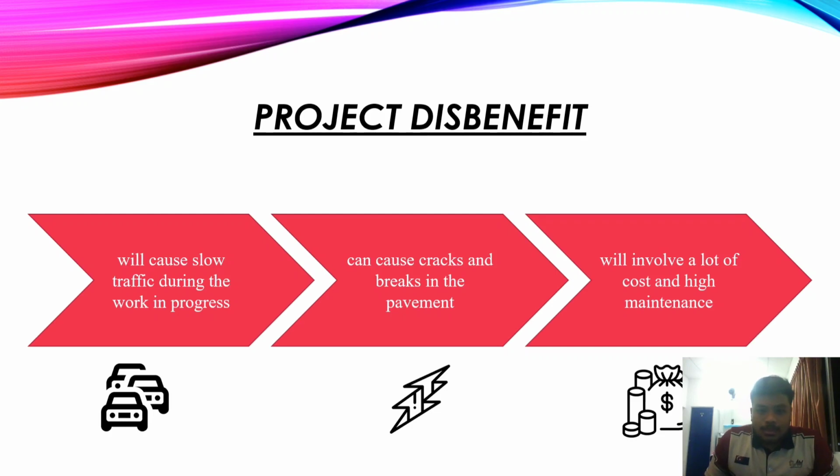The next disadvantage is that if the asphaltic material is not mixed properly, it will cause cracks and breaks in the pavement, and a poorly mixed asphaltic road will make the road become worse. One more thing is that asphalt made from petroleum may also cause environmental issues when the hydrocarbon is released.